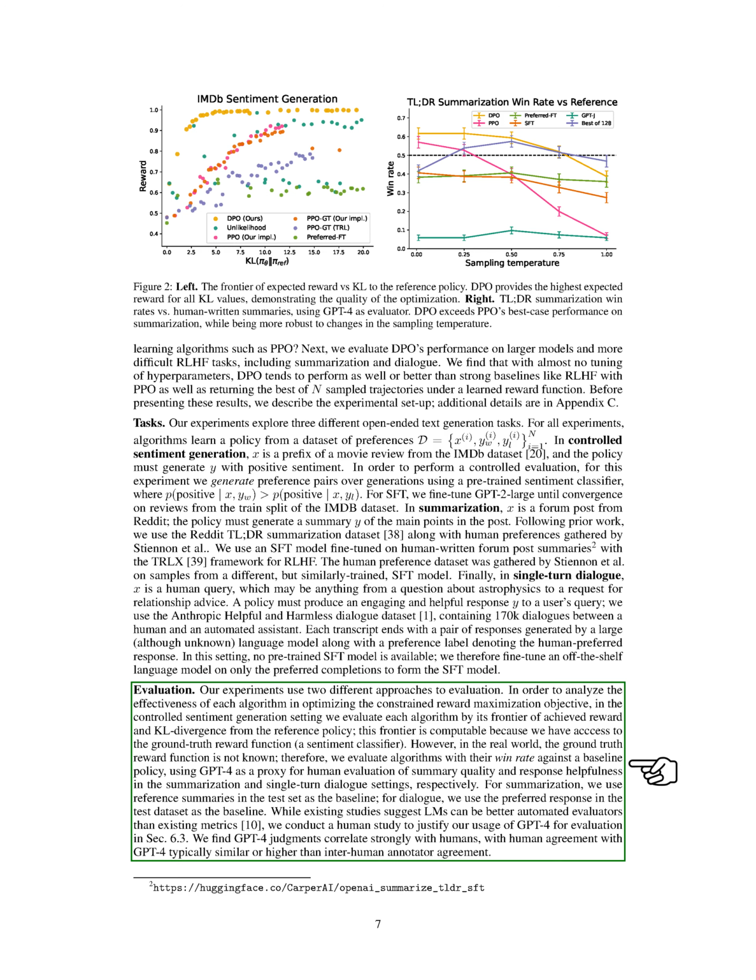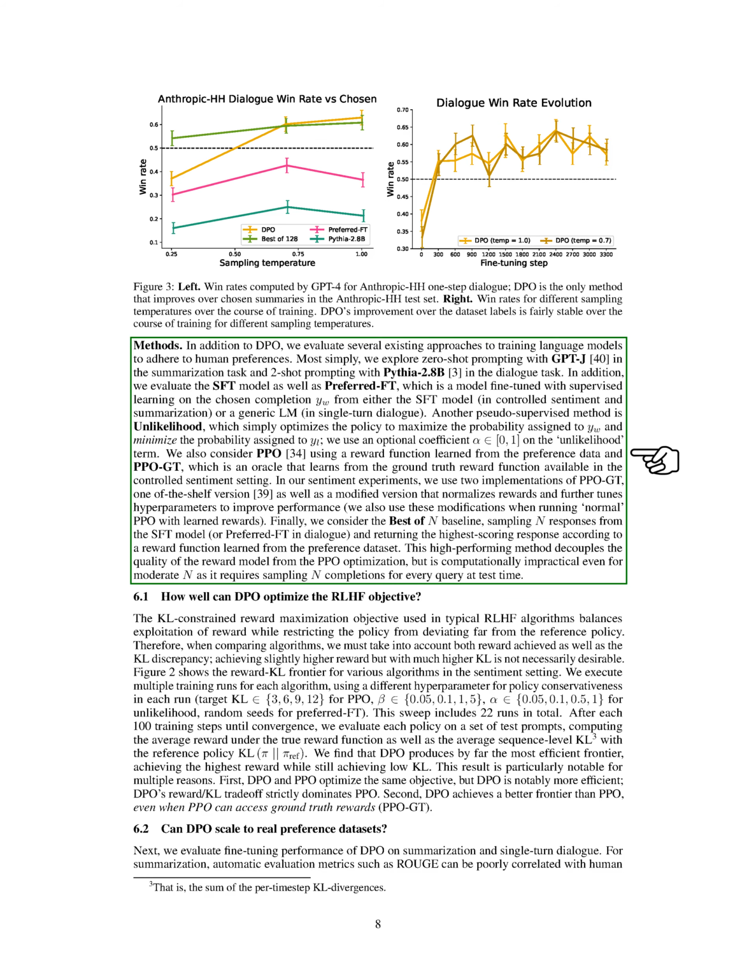We use 2 different approaches to evaluate our experiments. In the controlled sentiment generation setting, we evaluate each algorithm by its frontier of achieved reward and KL divergence from the reference policy. However, in real-world scenarios where the ground truth reward function is not known, we evaluate algorithms based on their win rate against a baseline policy.